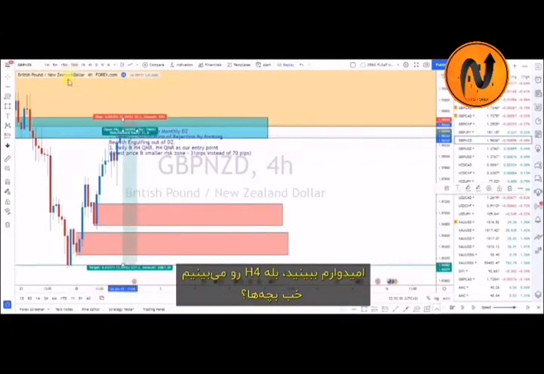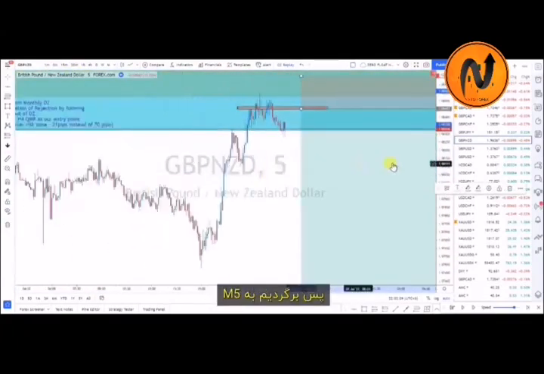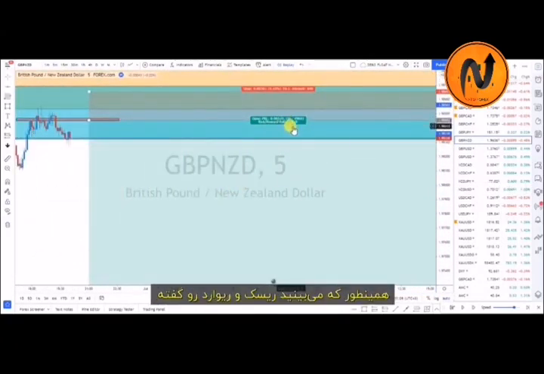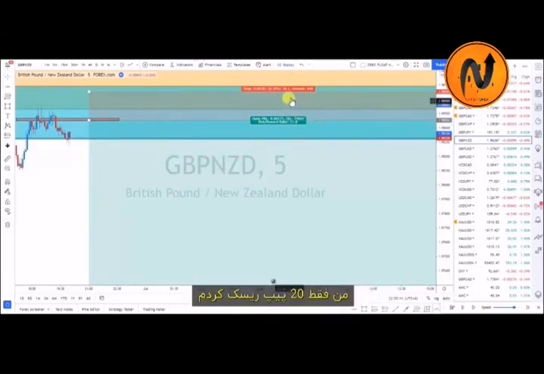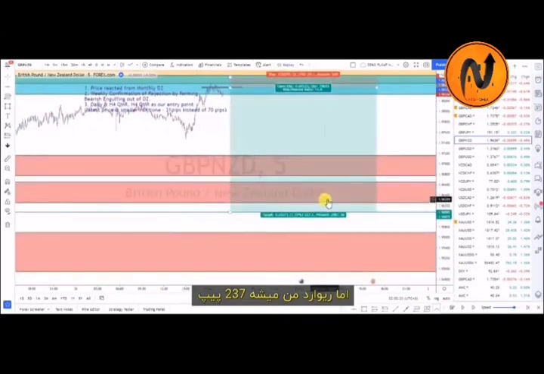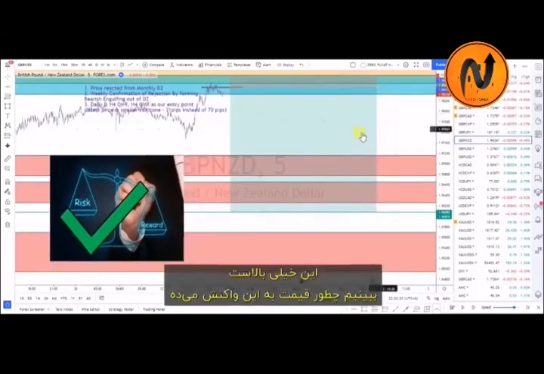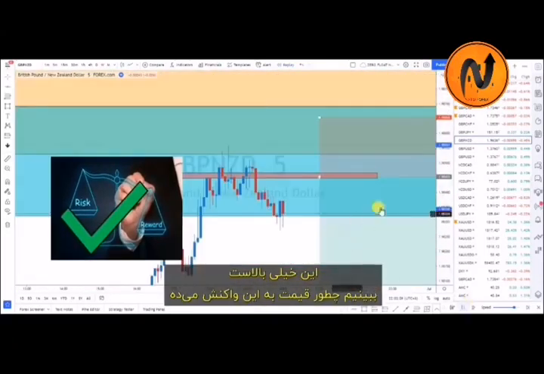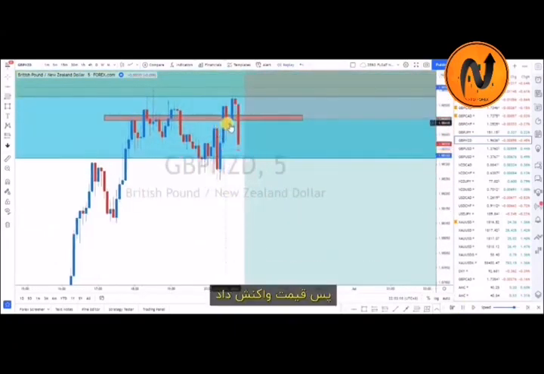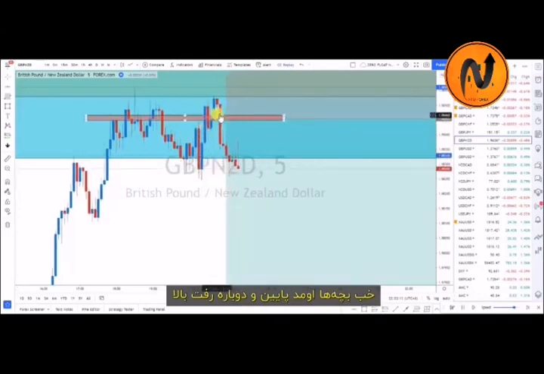Okay guys, let's go back to the M5 and check. As you can see here, I only risk 20 pips, but my reward is 237 pips. So the risk reward ratio would be 11.8. This is very high, guys. And then let's see how the price reacts to this. So price did react, came back down, and then goes back up again.